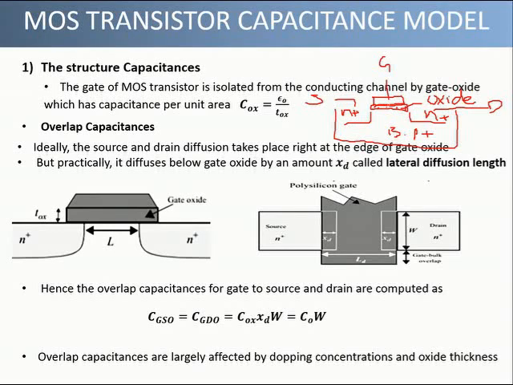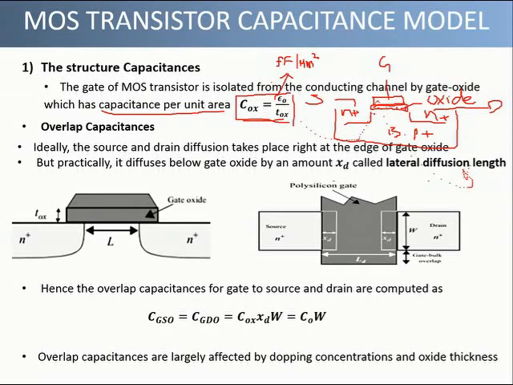The oxide isolates gate from rest of the transistor. Cox is the oxide capacitance per unit area, and Cox is a fixed technology parameter which is represented as a ratio between oxide permittivity and its thickness. The units of Cox are femtofarad per micrometer square.